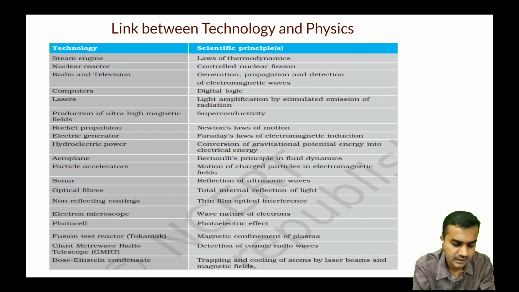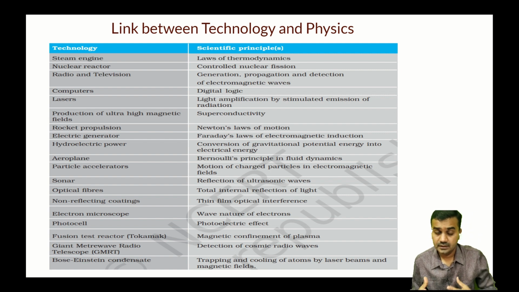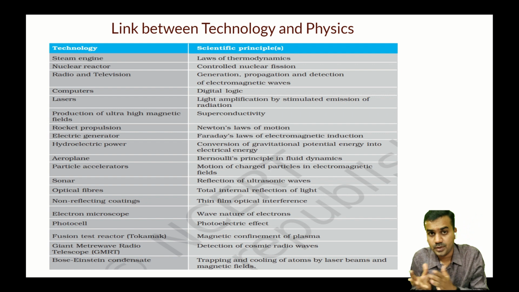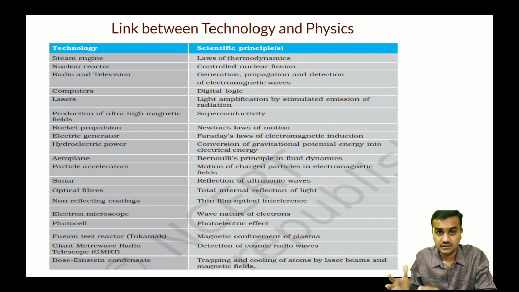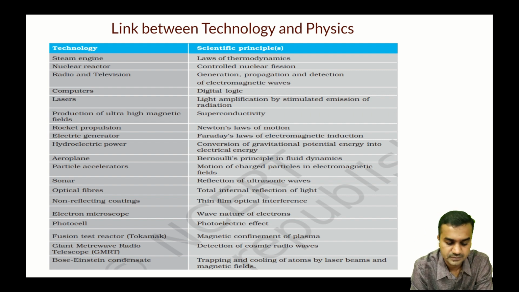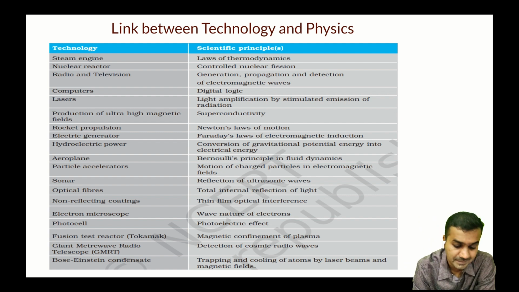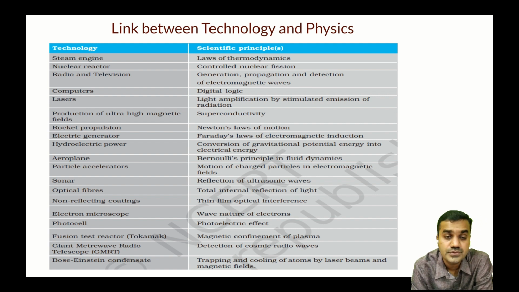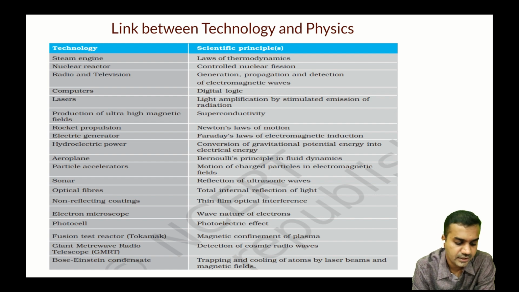Optical fibers. Again, we are in wireless communication, and again we are going for wired communications. BSNL and others again use wires for Wi-Fi connections and all. The wires are nothing but optical fibers, because the information and data are carried by light using the principle of total internal reflection. Electron microscope: the wave nature of electron. The photoelectric effect: photocells. The magnetic confinement of plasma: fusion test reactors. The detection of radio waves: the giant radio telescope.